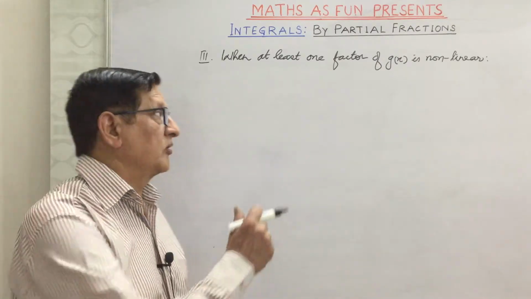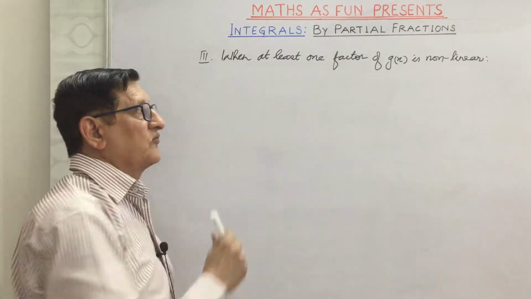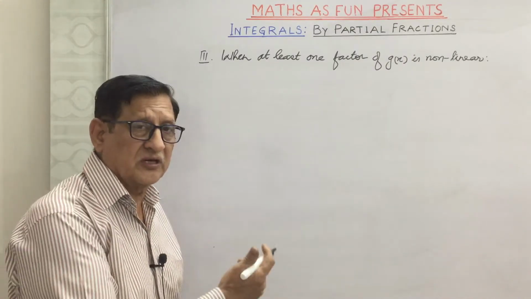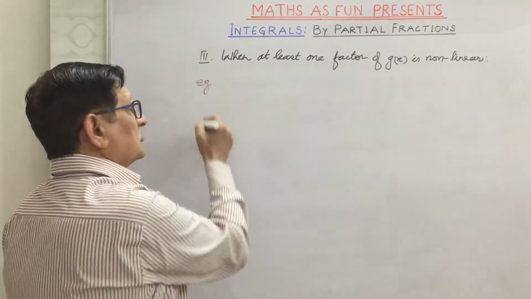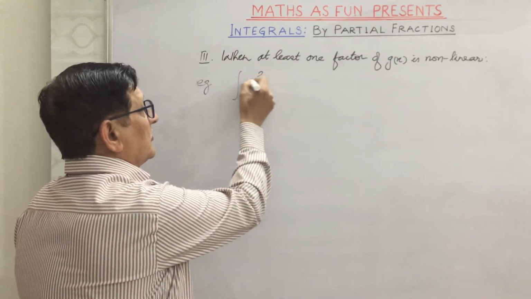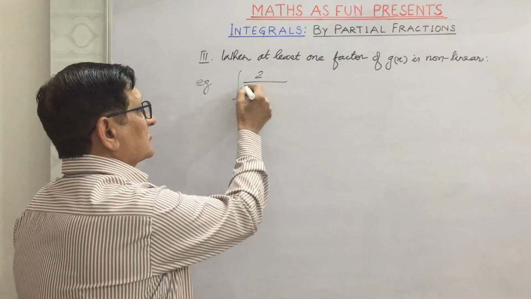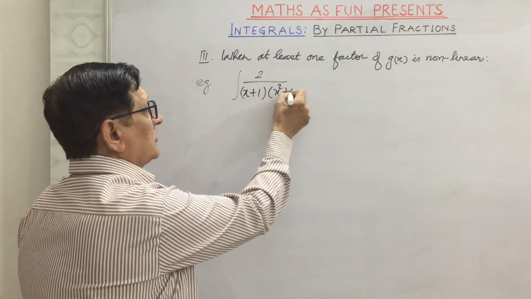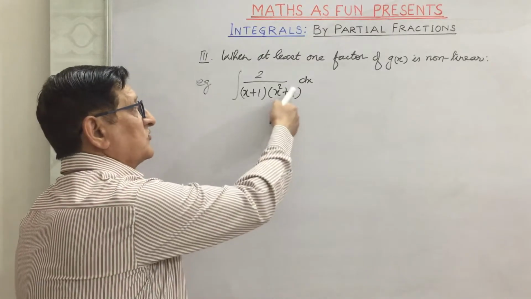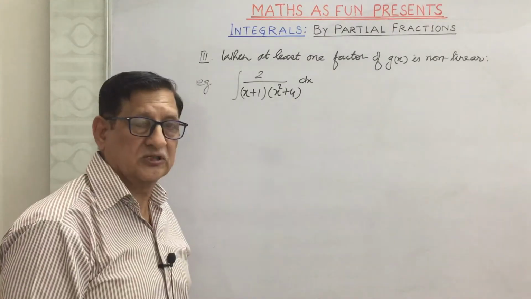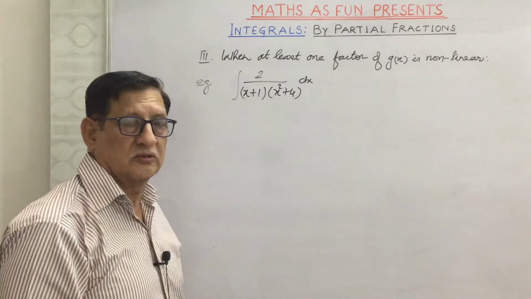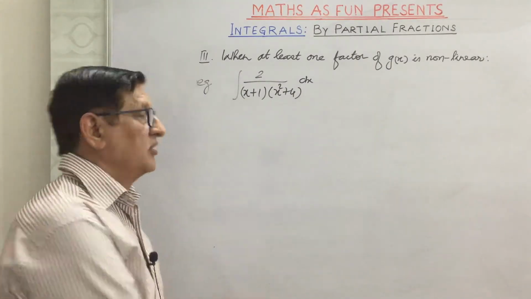The third type of problem is when at least one factor of g(x) is non-linear. Let's take one example for this also. Suppose we have been given a problem, find the integral of 2 upon x plus 1 into x square plus 4. We find here this factor is a quadratic function and we can't further factorize it. So what do we do in such a problem?